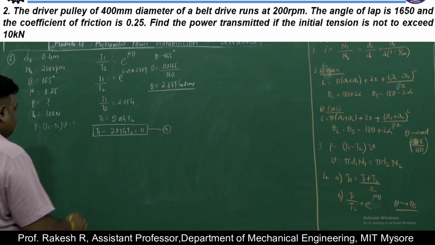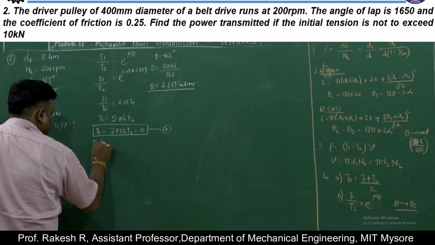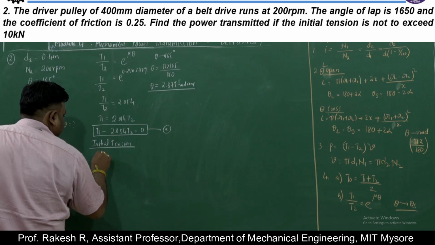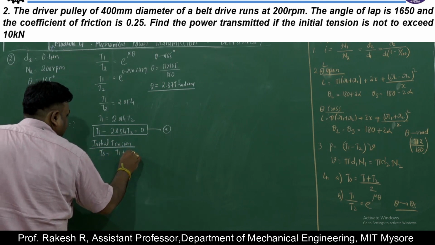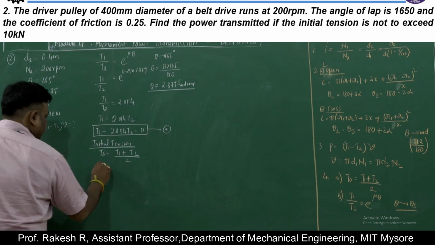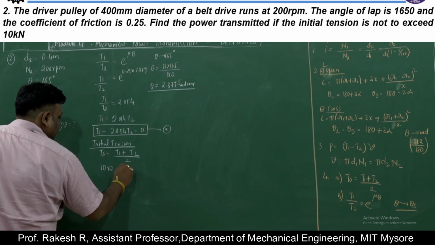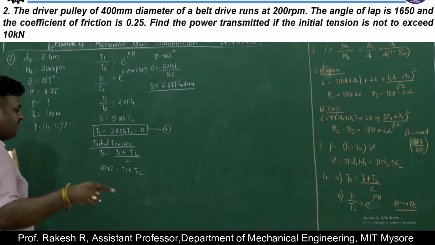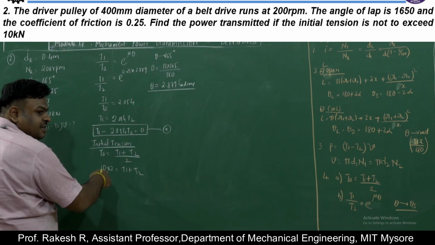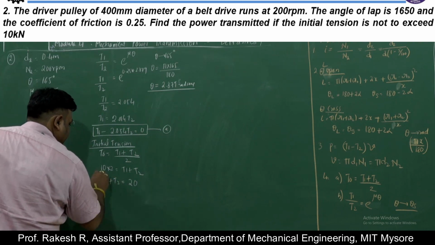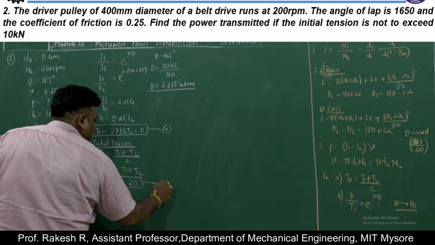Then you use initial tension. Initial tension they have given. So T0 is equal to (T1 plus T2) by 2. T0 is how much? 10 kilonewton. 10 into 2 is T1 plus T2. I am keeping T in kilonewton, remember, because this is in kilonewton. So T1 plus T2 is equal to 20. This I will call as equation B.